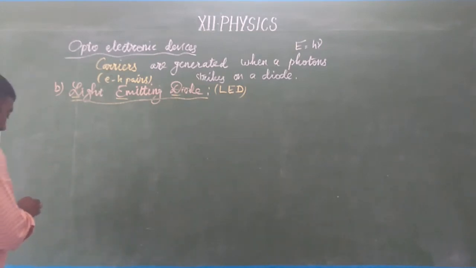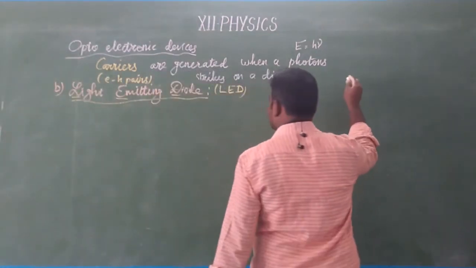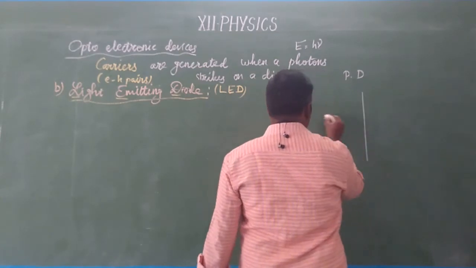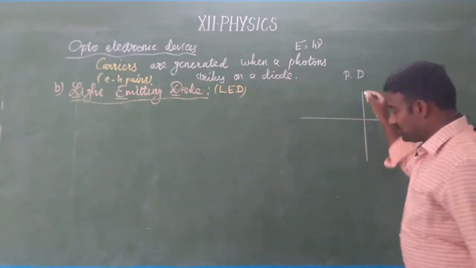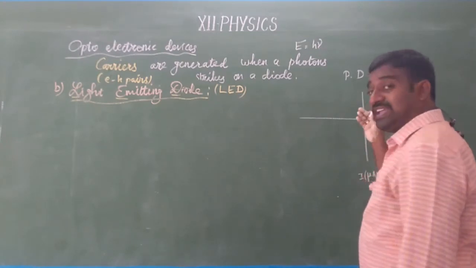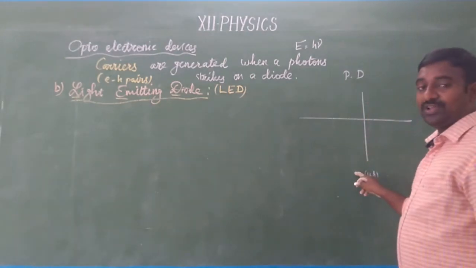And one more thing I forgot to say, the intensity. It is reverse bias for the photodiode. Listen, I forgot to explain the graph. In reverse bias, the reverse current is measured in microampere. So if the intensity is increased, what happens?